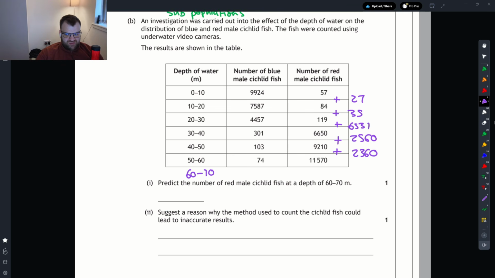As we get down towards the bottom, this seems to be getting 200 smaller than the one before it. Following the pattern, it's looking to me like it will be something in that ballpark figure. It got smaller by 200, so if I take another 200 off, I would be in that ballpark region, which would mean I would add on 2160 to that last value they give us. And if I do that, that gives 13730.